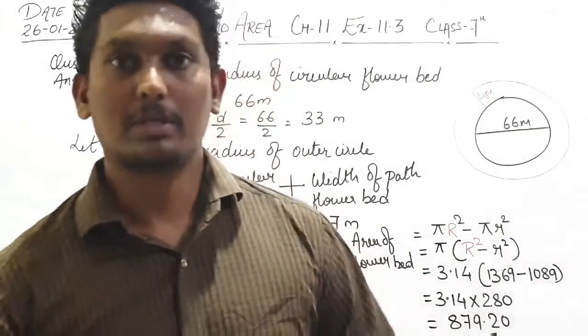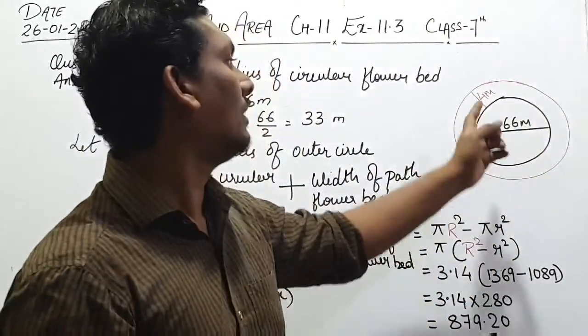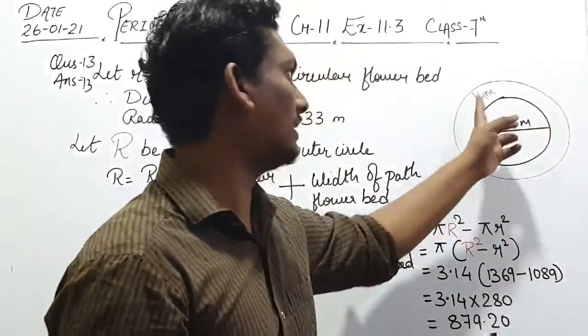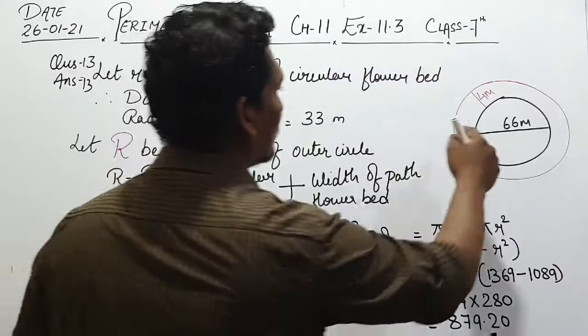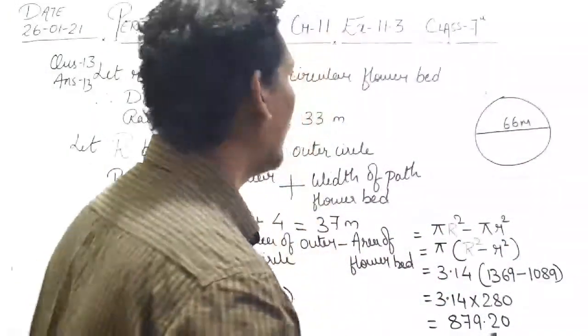Okay, now come to question number 13. The figure I've just drawn here. So two circles are there. One is a big circle and another one is a small circle, in which the diameter of the smaller circle is given, that is 66 meter.